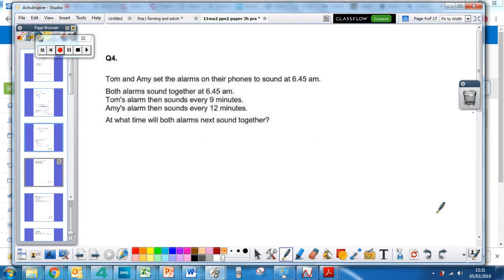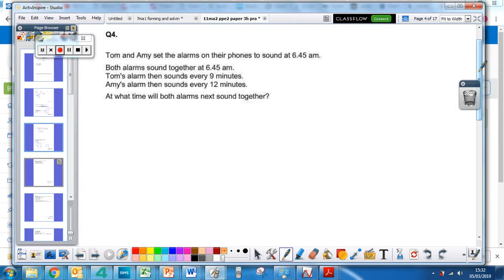Our final question of this section. Question 4. Tom and Amy set the alarms on their phones to sound at 6:45 a.m. Both alarms sound together at 6:45. Tom's alarm then sounds every 9 minutes and Amy's sounds every 12 minutes. At what time will both of the alarms sound together?